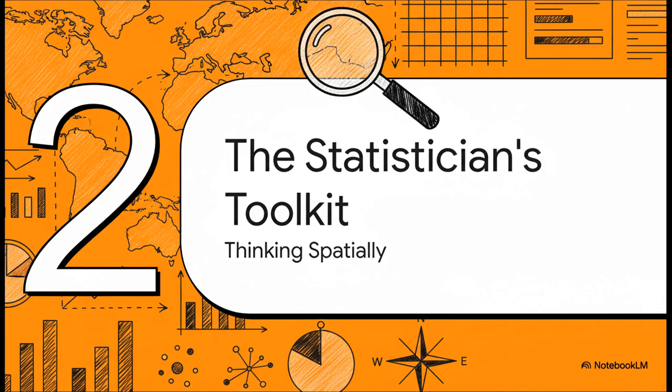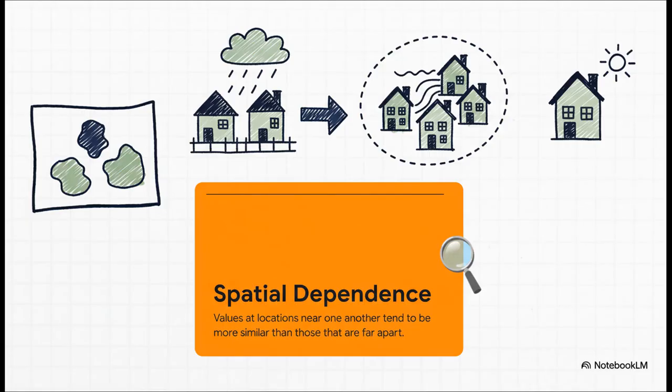Well, the answer is pretty cool, actually. It's all about learning to think like a spatial analyst and getting a grip on a really core principle of geographic data. It's this idea of spatial dependence. It sounds complicated, but it's not. It's this simple but super powerful idea that things that are close to each other tend to be more similar than things that are far apart.